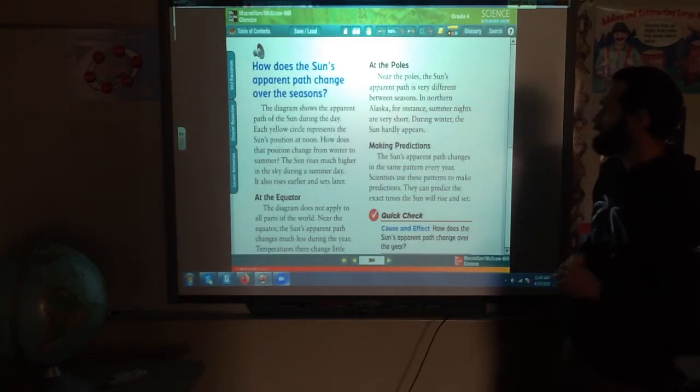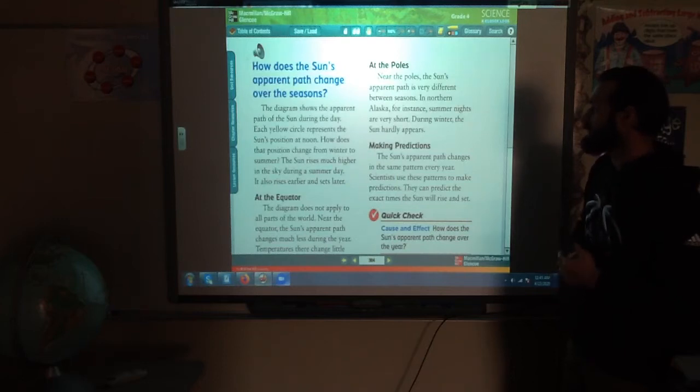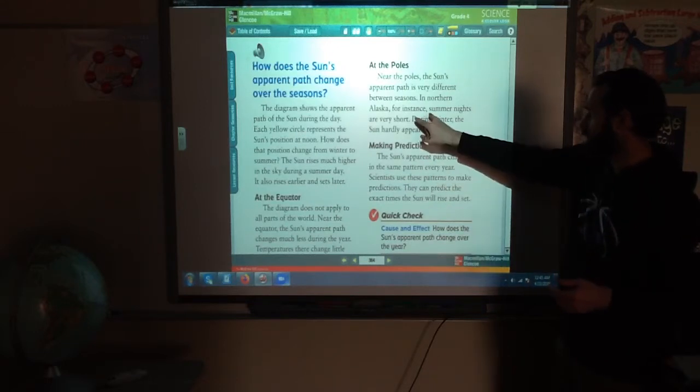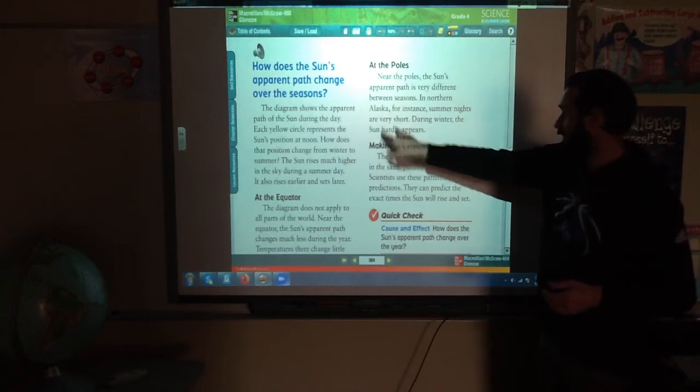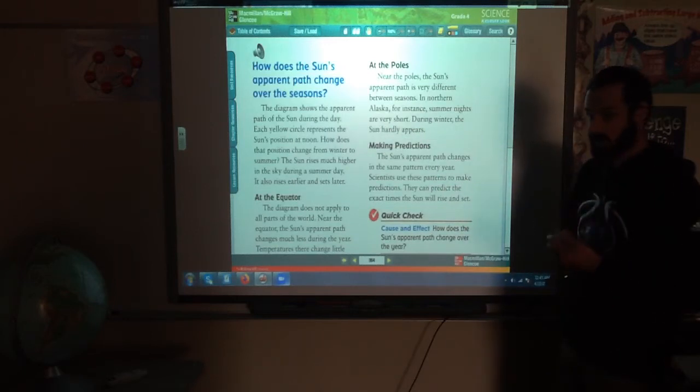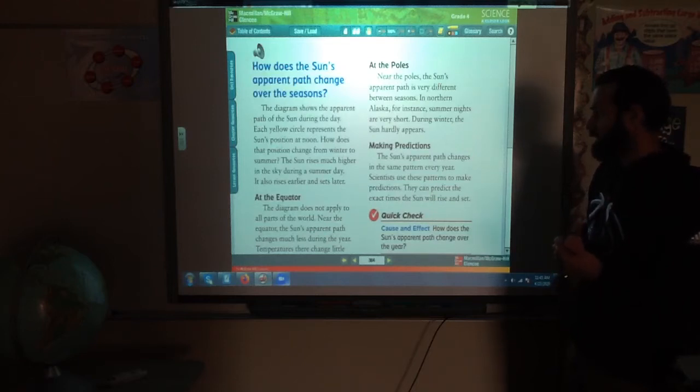Near the poles, the sun's apparent path is very different between seasons. In northern Alaska, for instance, some summer nights are very short. Summer nights are very long in the northern hemisphere. During the winter, the sun hardly appears.